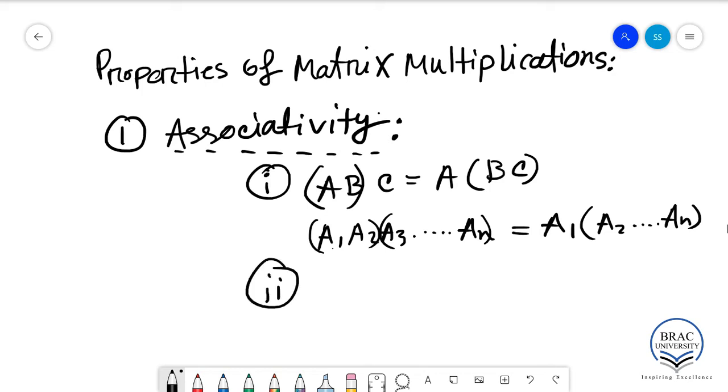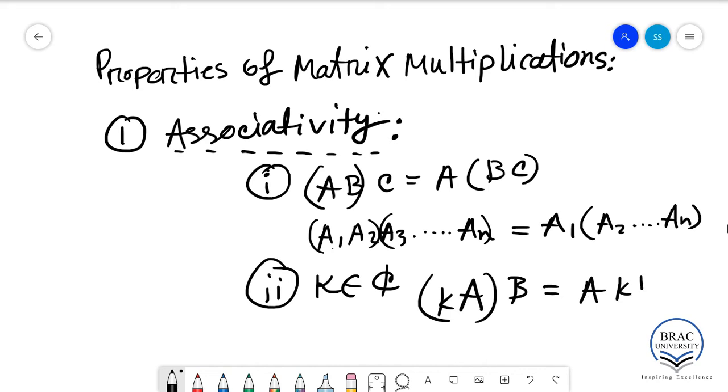And the second one related with this associativity is that, let's say I have some scalar k that belongs to the set of complex numbers, that is, I'm considering the general case. Then we write k(AB) is equal to A(kB). This is our second property.